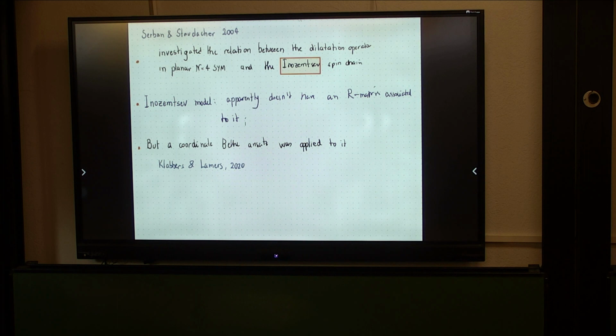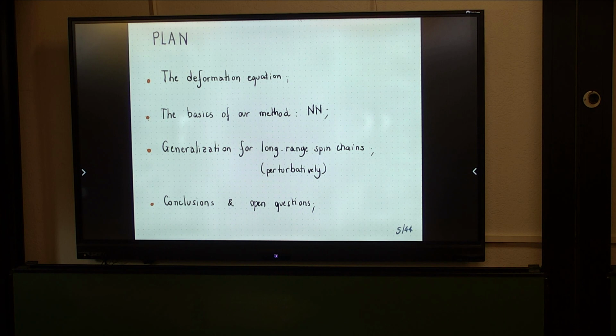And the plan for the talk is, first, to explain how this deformation equation works, this way to find long-range deformations of the Hamiltonian. Then the very basic part of the method already works in nearest neighbor, so just to explain the basics, I will use a nearest neighbor case, just a six vertex model. And then I will explain how to generalize to long-range spin chains. Every time you say something is integrable here, it will be perturbatively integrable, so at each order we have to check all the things. And then I will show some conclusions and open questions.